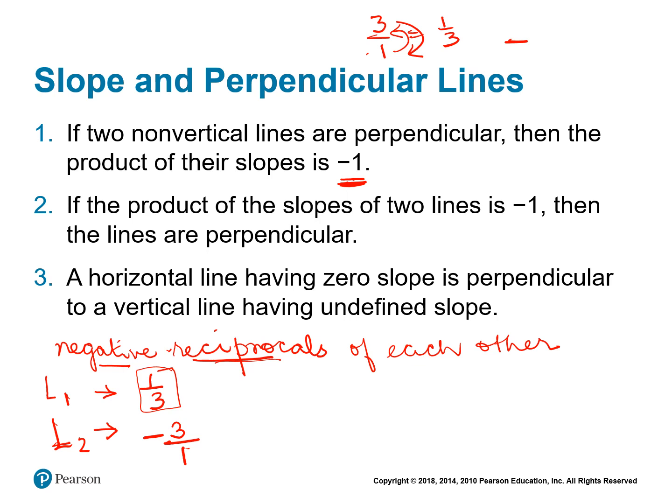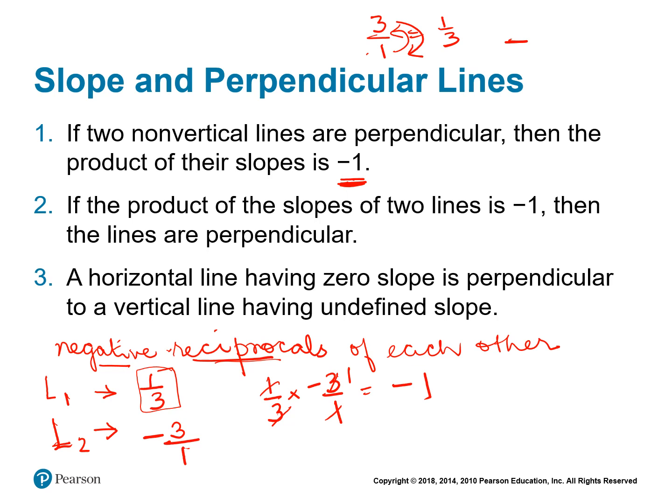So let's just do that. 1/3 multiplied by -3/1. What happens? 1 and 1 divide, 3 and 3 divide, so we end up with -1. So that's the relationship between the slopes of perpendicular lines.